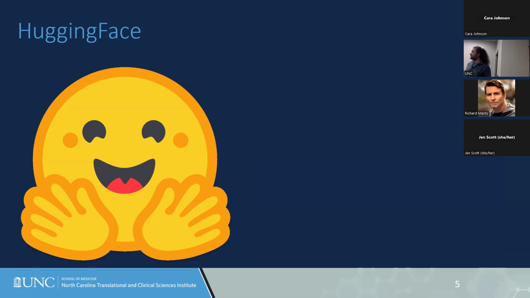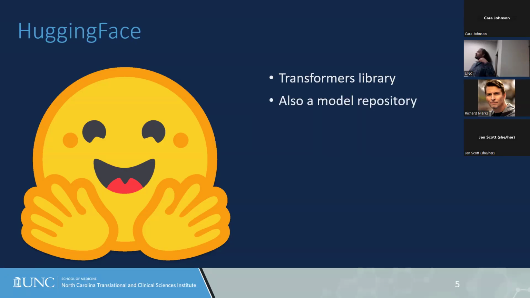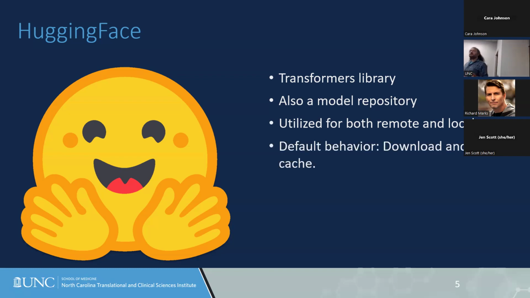If you've worked with LLMs before, you've probably heard of Hugging Face. This is an organization that does a lot of research with LLMs. They're responsible for the Python Transformers library. They also host a repository of large language models and data sets. The Transformers library has functionality both for remote LLM work and local LLM work. By default, most of what you do in Hugging Face will look like it downloads the model, and if you don't have it already, it'll cache it somewhere in case you want to use it again.